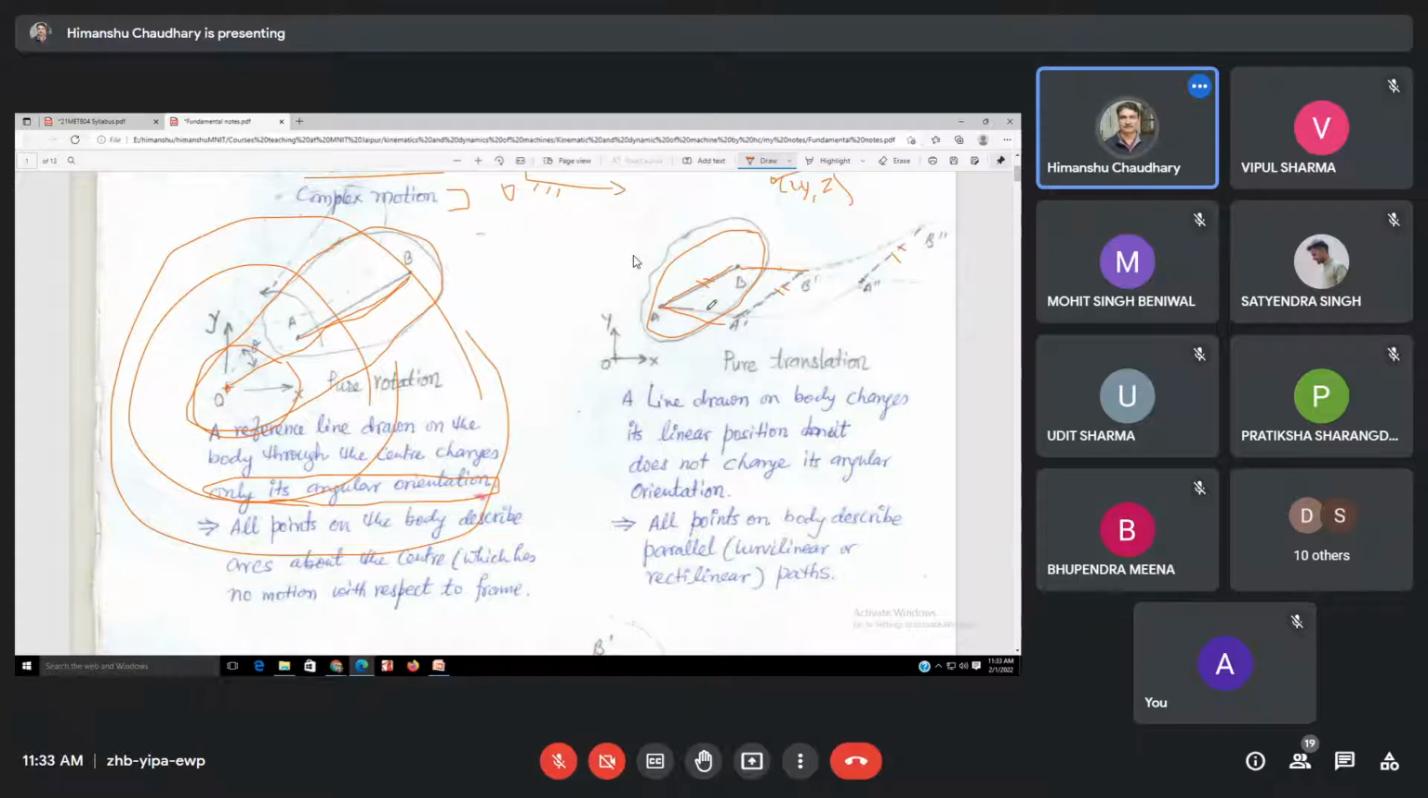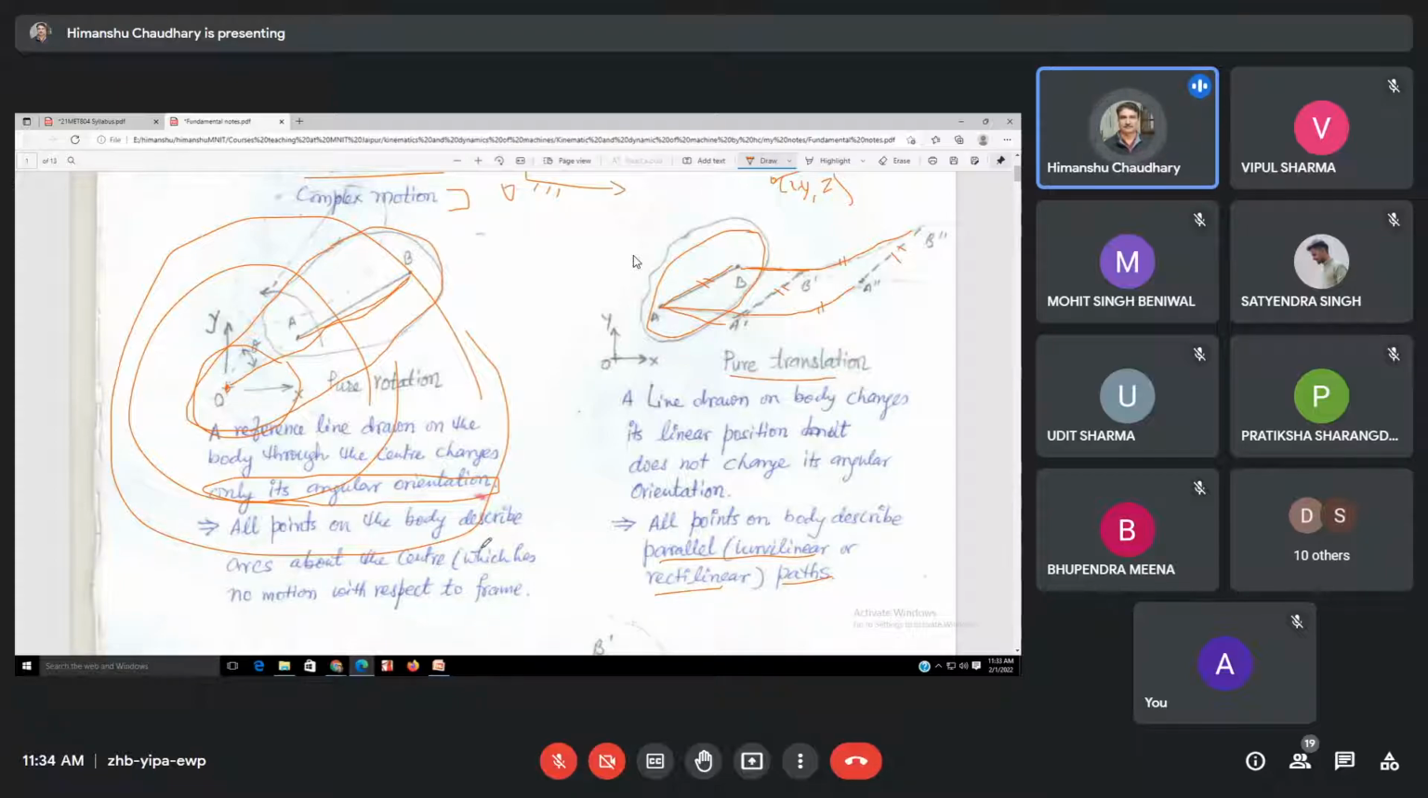See here, this is the locus path of point A. This is the path of B, and these paths are parallel. Means orientation of the line drawn on the rigid body will not change. Then it is known as pure translation. So a line drawn on the body changes its linear position but does not change its angular orientation. So all points on the body describe parallel or parallel curvilinear or rectangular paths.